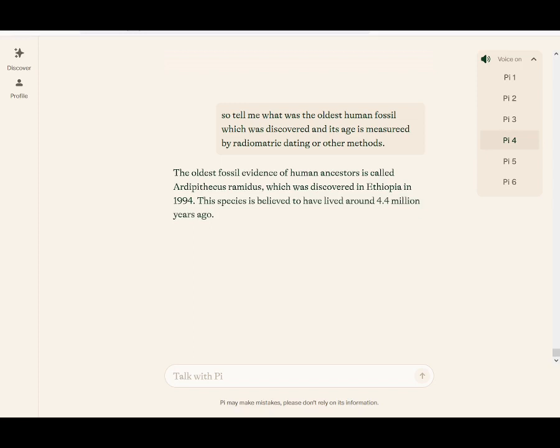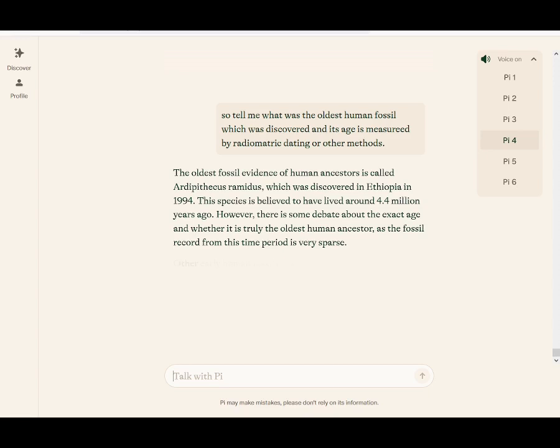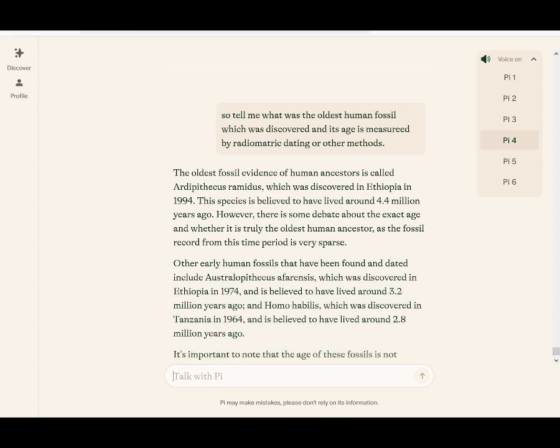The oldest fossil evidence of human ancestors is called Ardipithecus ramidus, which was discovered in Ethiopia in 1994. This species is believed to have lived around 4.4 million years ago. However, there is some debate about the exact age and whether it is truly the oldest human ancestor, as the fossil record from this time period is very sparse.